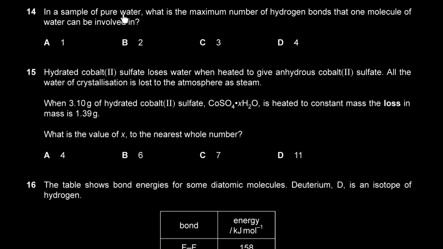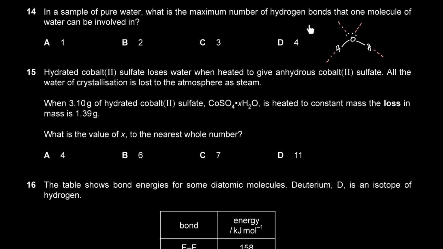In a sample of pure water, what is the maximum number of hydrogen bonds that one molecule of water can be involved in? Now, we think about a molecule of water, H2O. The oxygen has two lone pairs, so each of these hydrogen atoms can be involved in hydrogen bonds with neighboring water molecules, and then each of the lone pairs on the oxygens can also be involved in hydrogen bonds with the neighboring molecules.